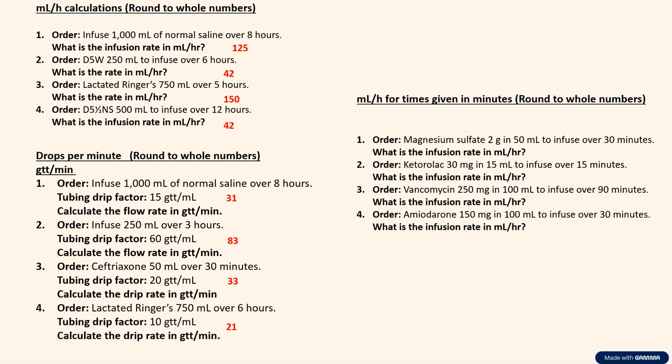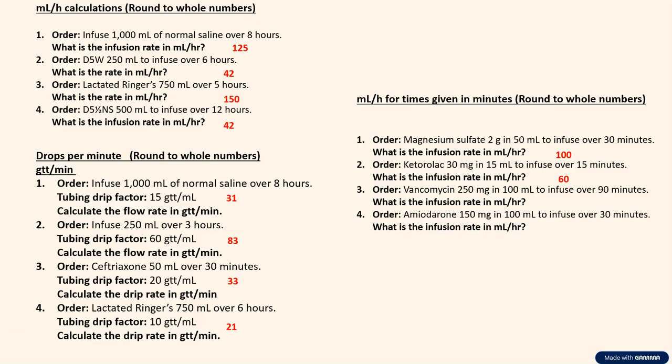If you've done well with that, let's move over to the right and look at milliliters per hour for time that's given in minutes. Hit pause, work through 1 through 4, and then hit play and we'll go over the answers together. Number 1, magnesium sulfate, 2 grams to infuse over 30 minutes. My infusion rate is going to be 1 milliliters per hour. The next one is ketorolac, 30 milligrams in 15 milliliters to infuse over 15 minutes. The correct answer is 60 milliliters per hour.